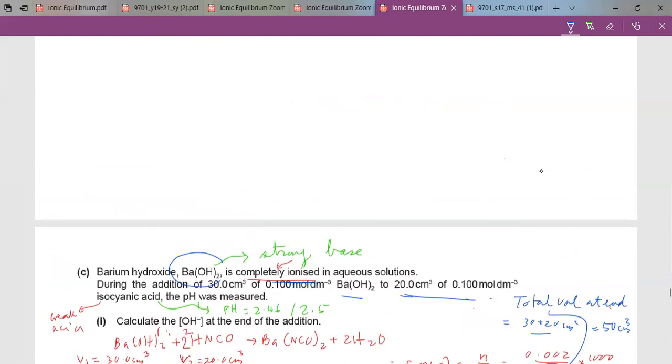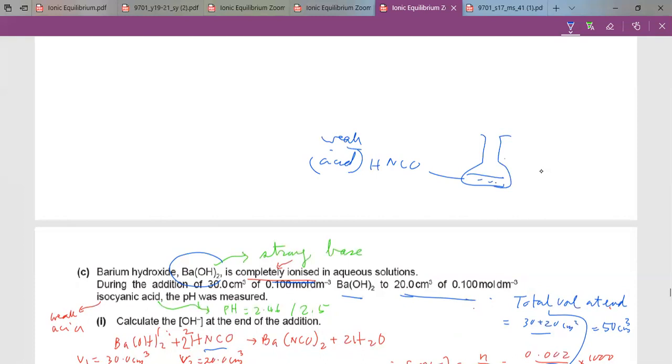Isocyanic acid, we did earlier last time. So here's your isocyanic acid, HNCO, this acid here. So it's a weak acid.